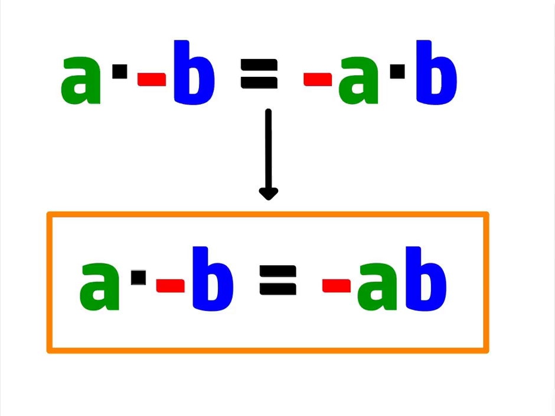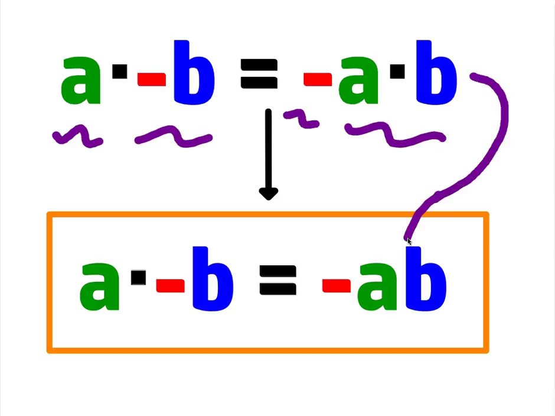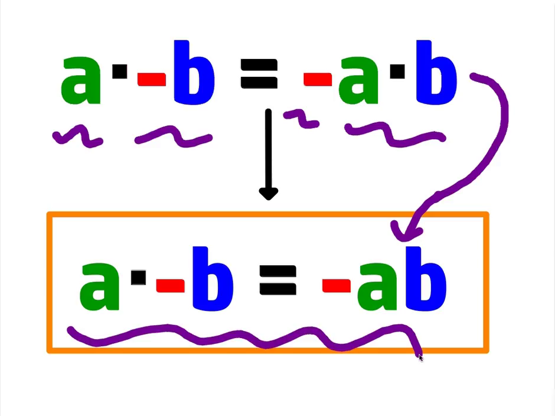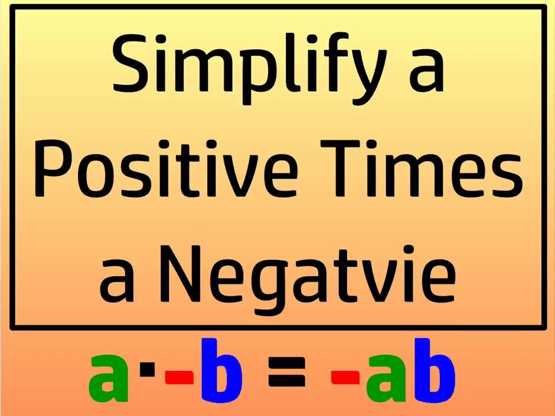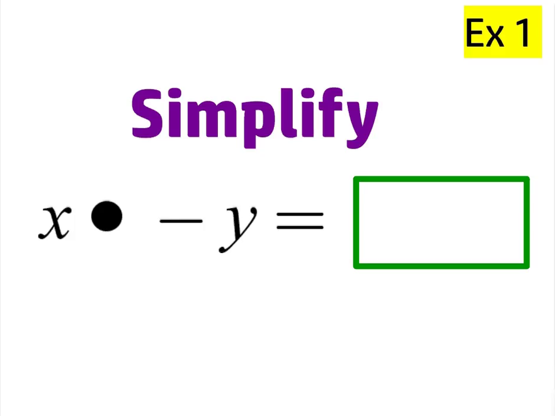So what we've shown is a number, any number times a negative number, is the same as putting the negative out front and then multiplying those numbers. And we know that a times b can simplify to just ab, and therefore this is the rule that we are looking at. When you want to simplify a positive number times a negative one, especially when it's variables, you want to write it as negative ab. So the name of this lesson is simplifying a positive number times a negative one. A times negative b gives you negative ab. Let's look at some examples together.